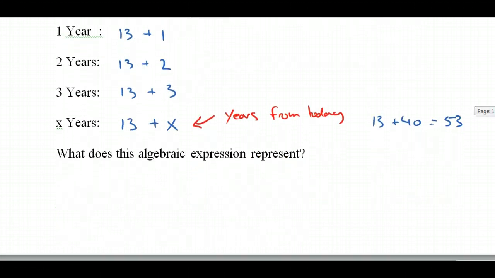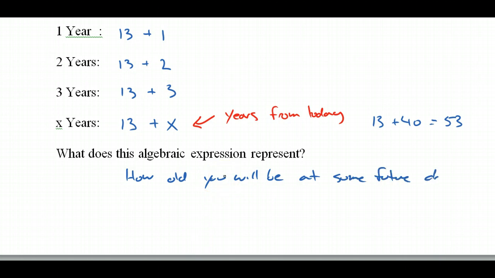So what does this algebraic expression represent? Well, we kind of answered that already. This is going to represent how old you will be at some future date. So you're 13 years old now, and if we add a certain number of years, so 10 years from now, you're going to be 23 years old. 15 years from now, you're going to be 28 years old.